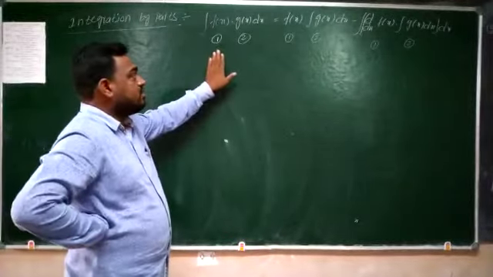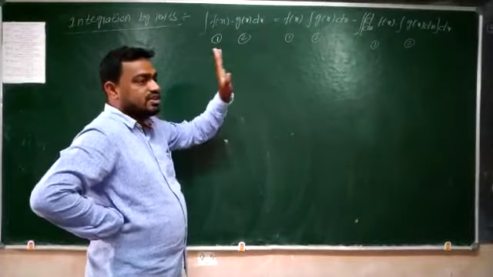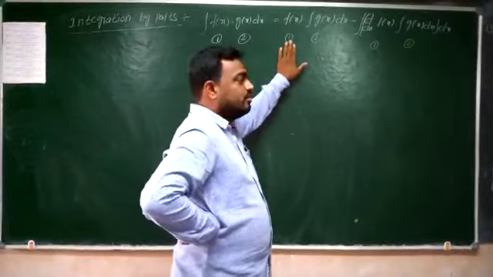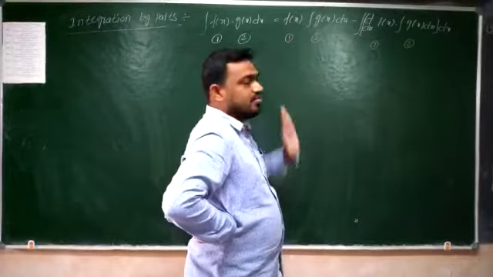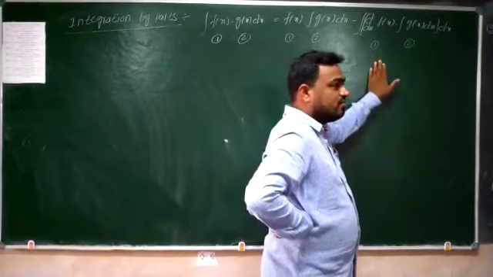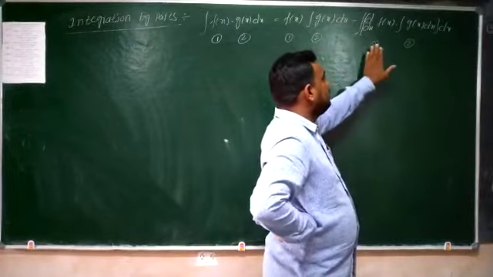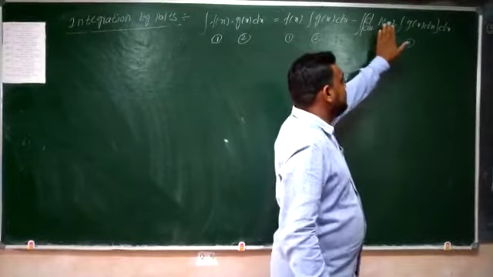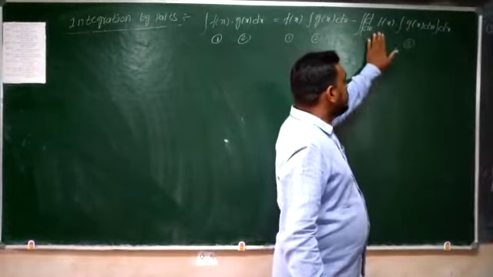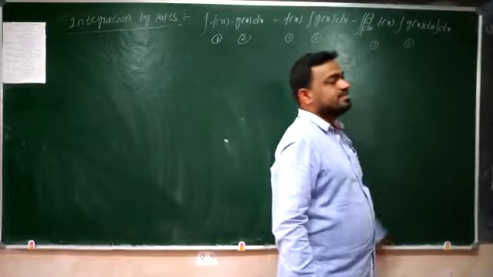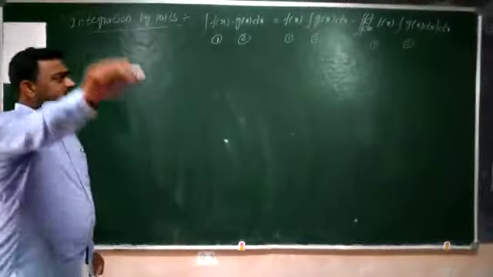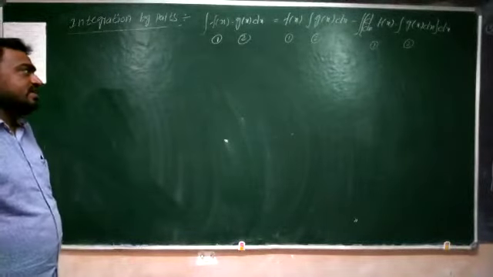Integration of the product of first function into second function equals first function into integration of second function minus integration of the product of derivative of first function and integration of second function. Like this you remember.